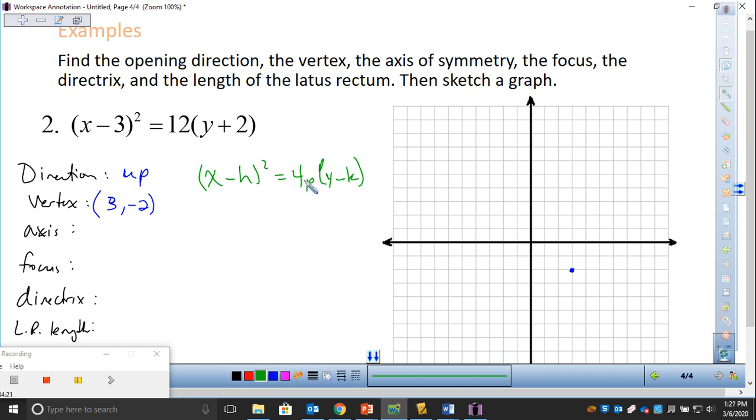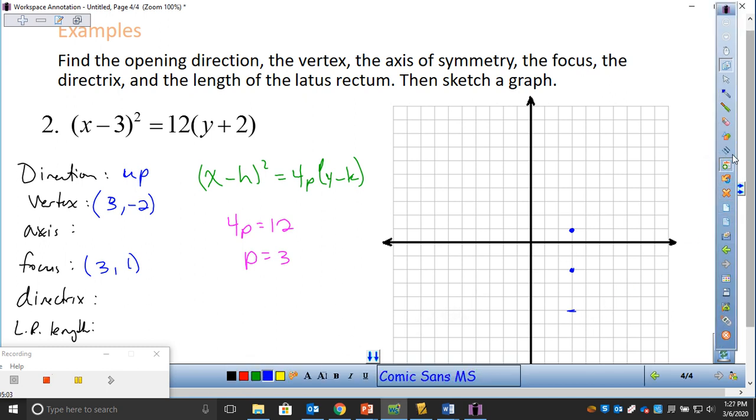So for our focus and directrix, we need to find our p-value. From our equation, what is in the place of that 4p? It is 12. So 4p equals 12. Our p-value is going to equal 3. So that tells us from our vertex, I'm going to go up 3 for the focus, 1, 2, 3. And that point is positive 3, positive 1. And I'm going to go down 3 from the vertex for our directrix. And again, that directrix is a line, not a point.